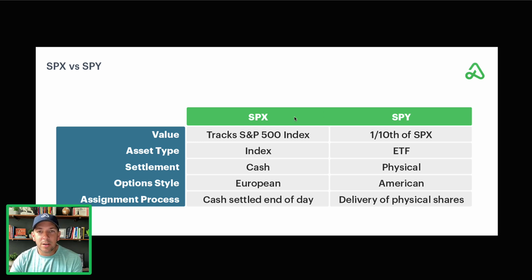So first one here is SPX. Of course, this tracks the S&P 500 index. It is an index type option. The important thing here with SPX is that the settlement is to cash. So it's cash settlement and it's European style.